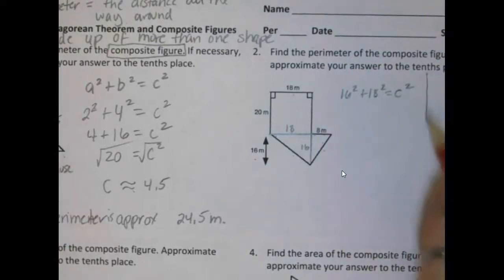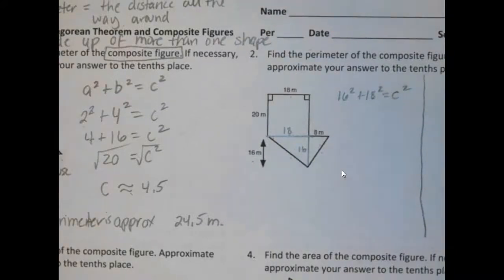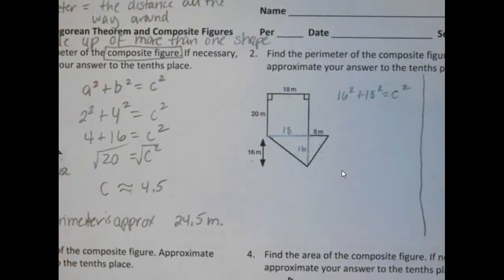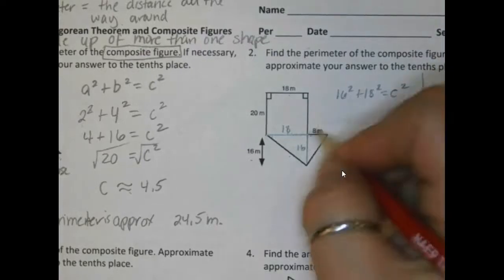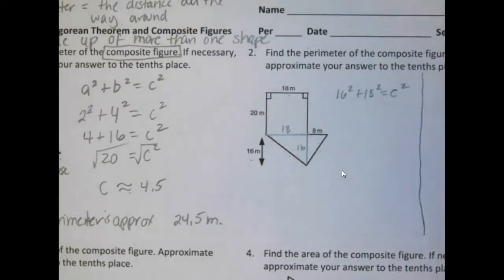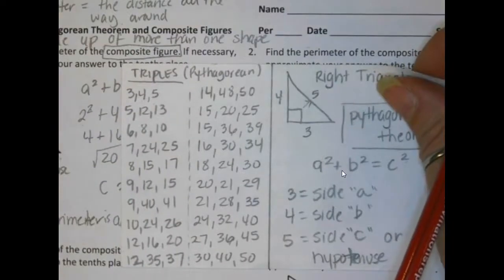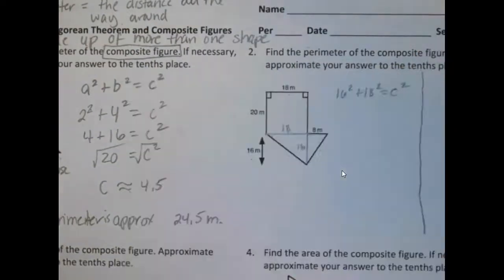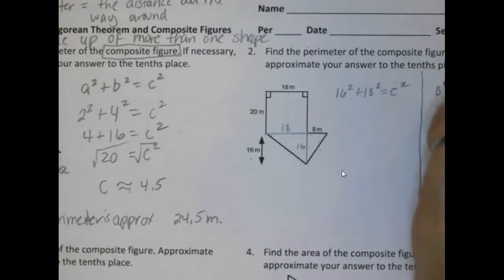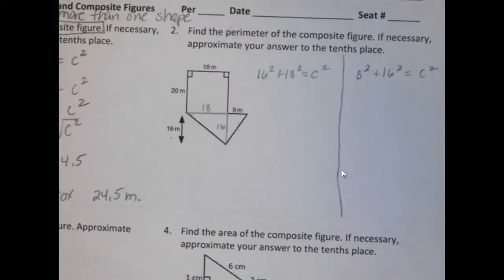But I'm going to have to do another one, so I'm going to go ahead and draw a line here. What is my second triangle? 8, 16, and then C squared. Is it a triple? Nope. So close, but no cigar. So I'm going to have to do 8 squared plus 16 squared is equal to C squared, right? Okay, go ahead and solve these two. Come up with the perimeter.